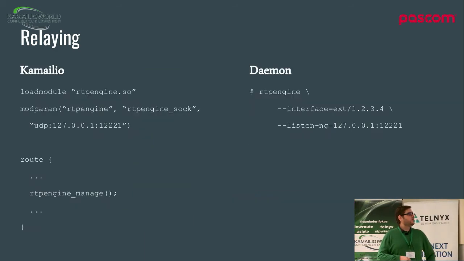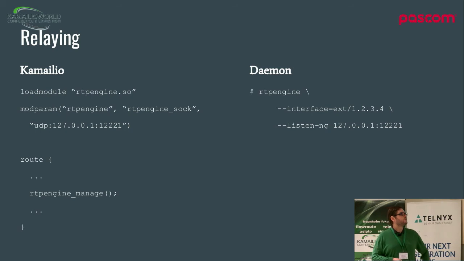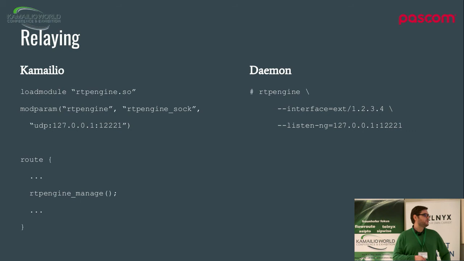So that's very simple. The only thing you need to do is you need to load in Kamailio the RTPEngine module. You define some sockets. In the easiest case, you just have RTPEngine on the same host as Kamailio. And the only thing you do, if you decide to use RTPEngine, you just call rtpengine_manage, and that's it, right? The rest is done internally in the module.